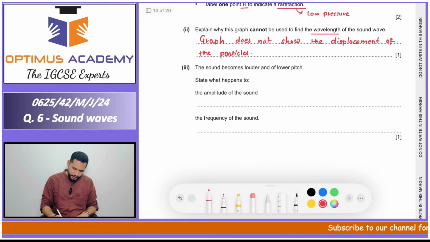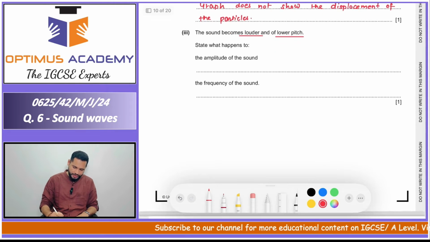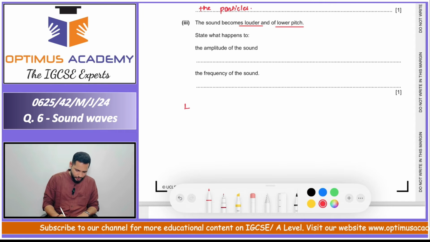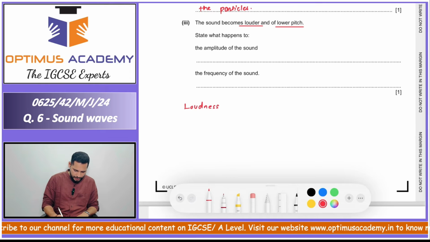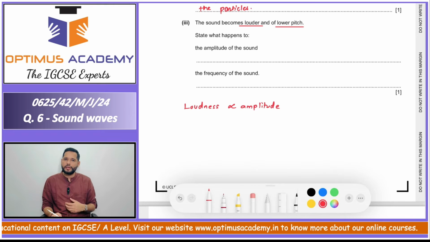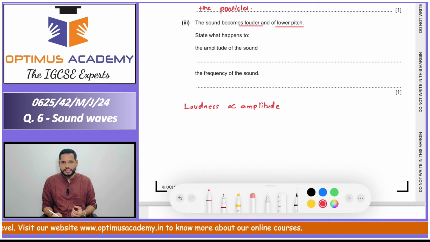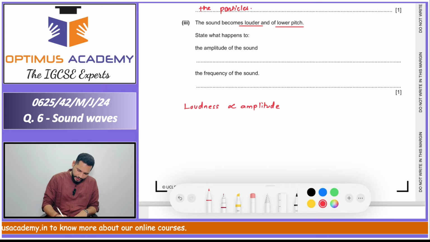Question 3. The sound becomes louder and of lower pitch. State what happens to the amplitude of the sound and the frequency of the sound. We will first try to understand the relationships between the quantities, and then we will write the answer. The first quantity they have asked is loudness. Loudness is directly proportional to the amplitude of the wave. Meaning, if the amplitude increases, the sound becomes louder. If the amplitude decreases, sound becomes less loud. So, for the amplitude, we can say if the sound is becoming louder, the amplitude is increasing.